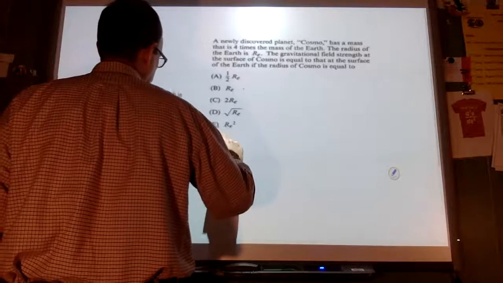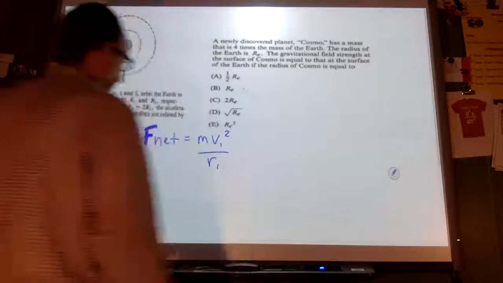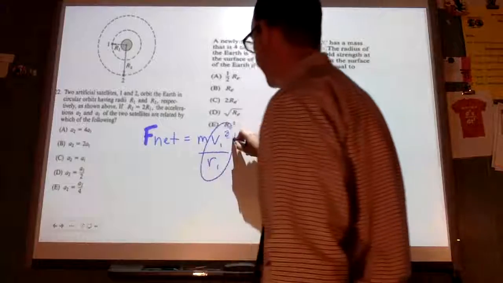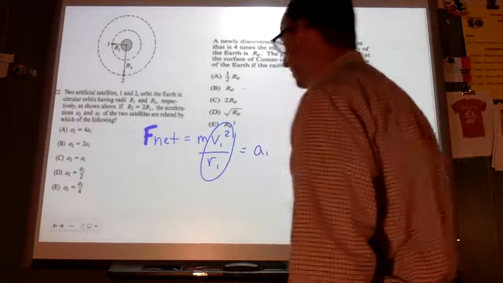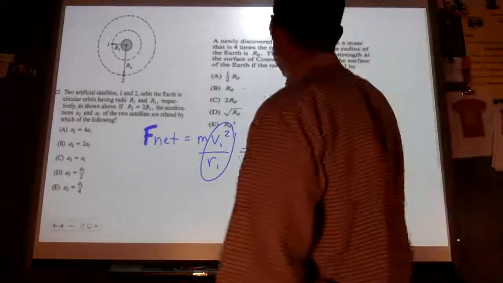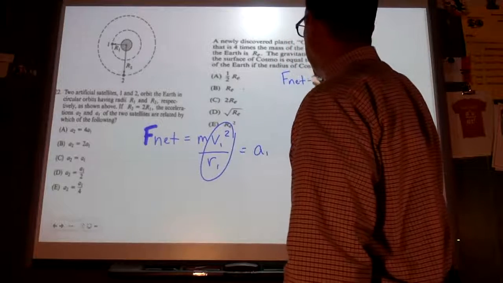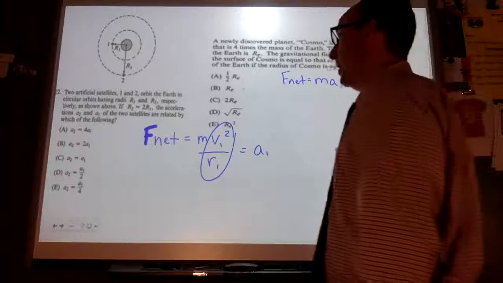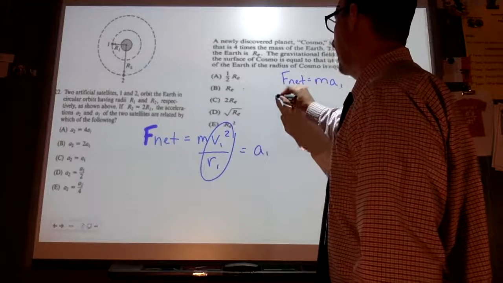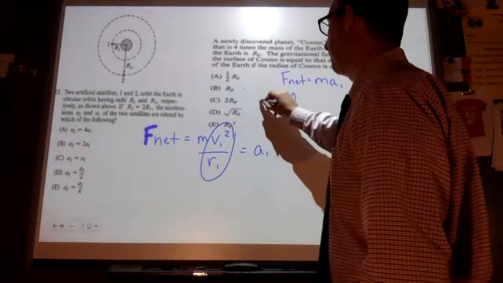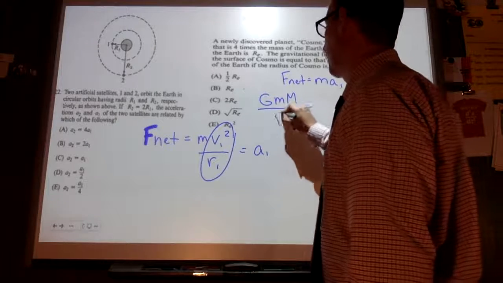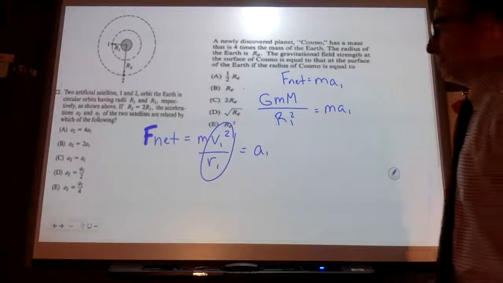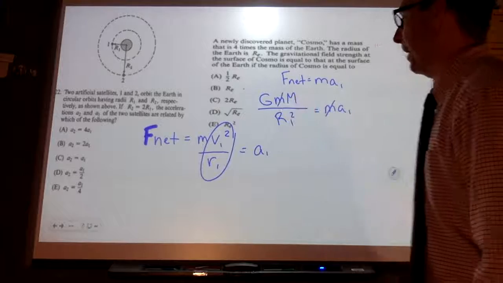F net is equal to mv squared over r. I know that this is my acceleration. So I'm going to rewrite this as F net equals m a1. All right, so what is this force on mass 1? It is GMm over r1 squared. So that's going to be equal to m a1. So I'm going to cancel out the little m.